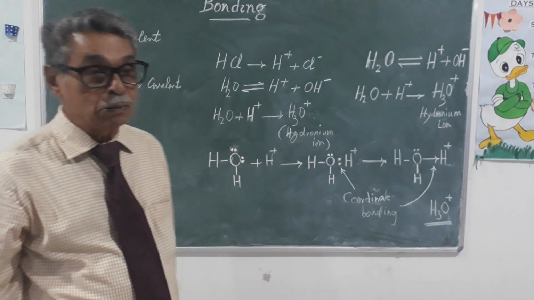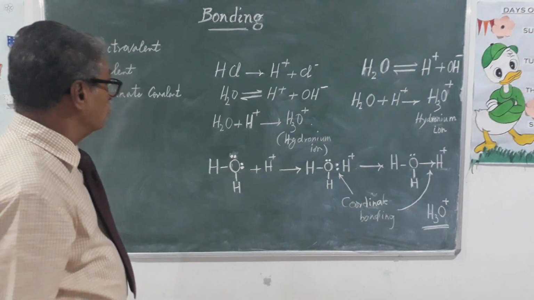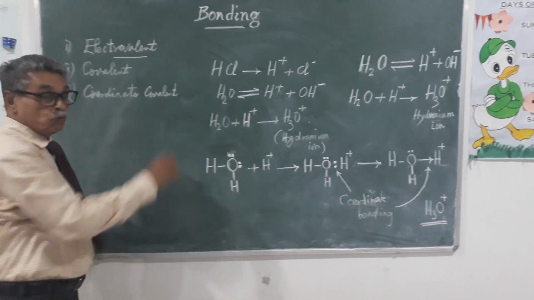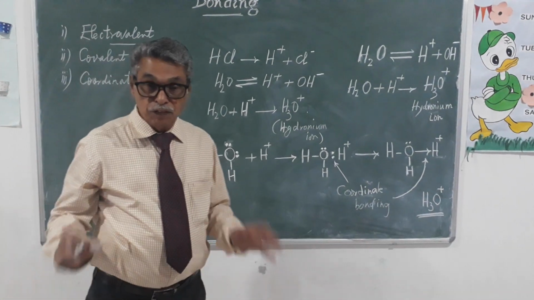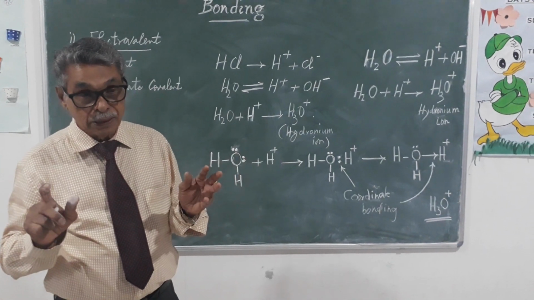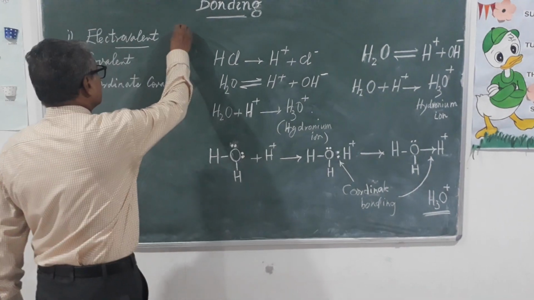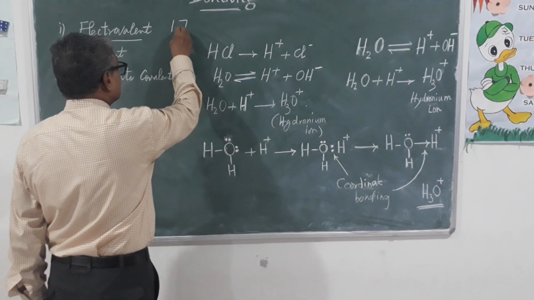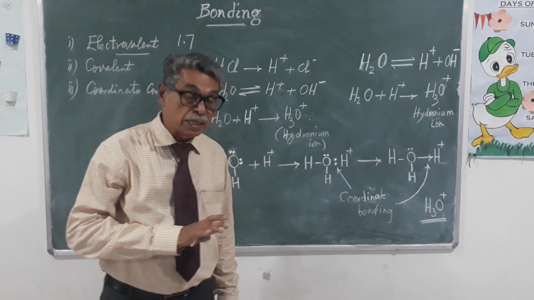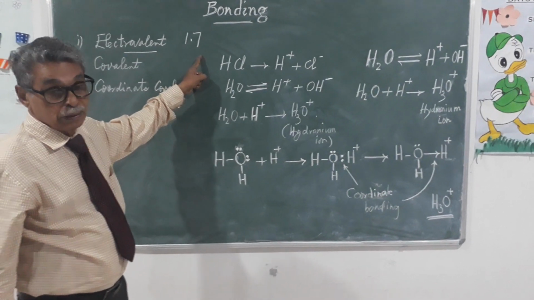Electrovalent and covalent bonding. To revise with you, I will once again say electrovalent bonds are formed when the difference in electronegativity of the bonding atoms is more than 1.7. It should be more than 1.7. Difference in electronegativity of the bonding atoms should be more than 1.7.